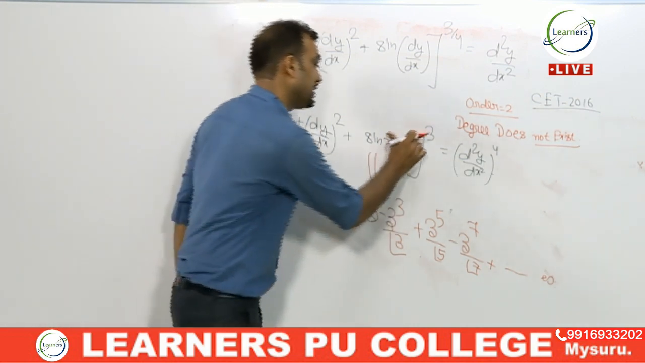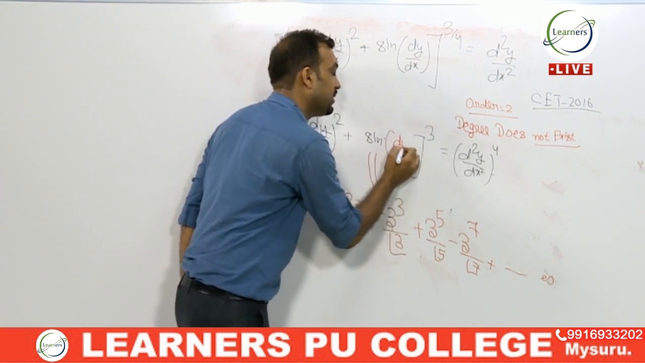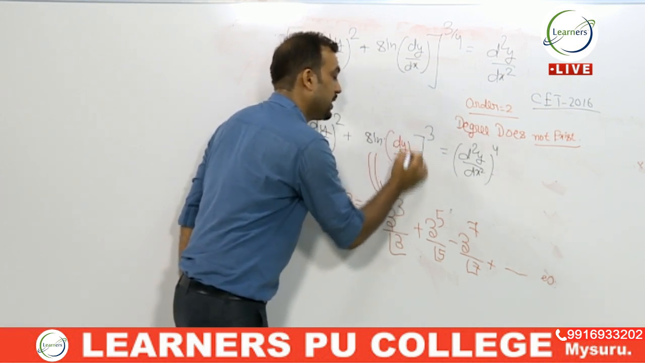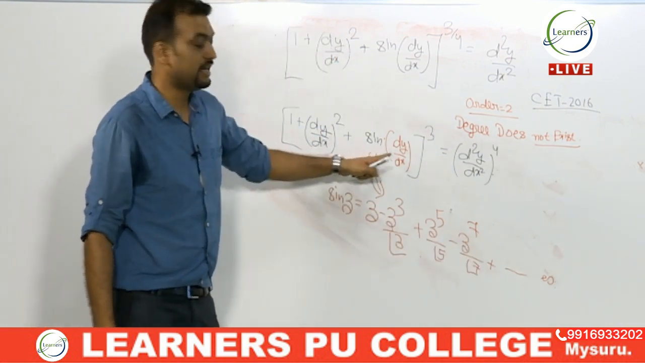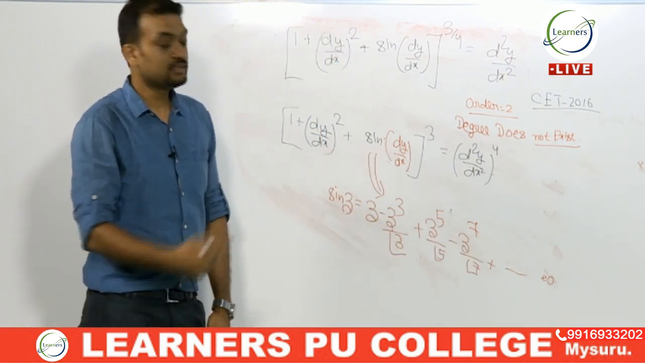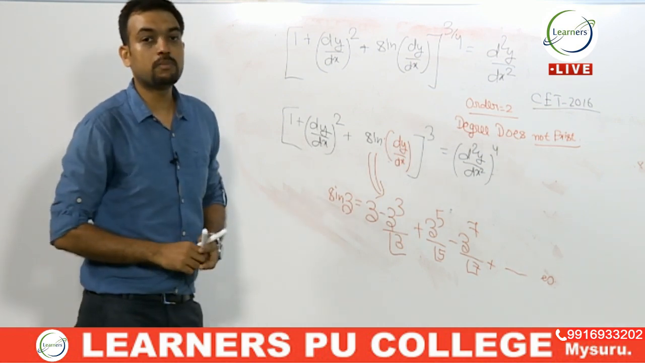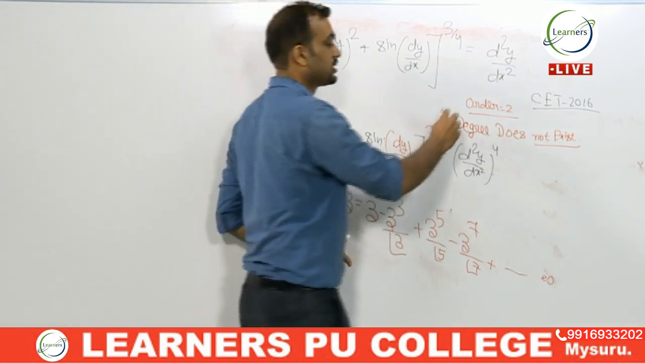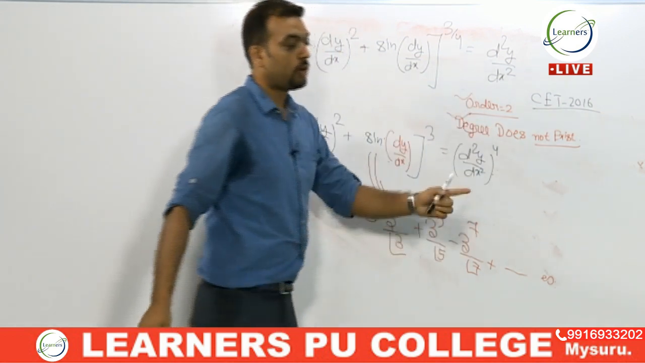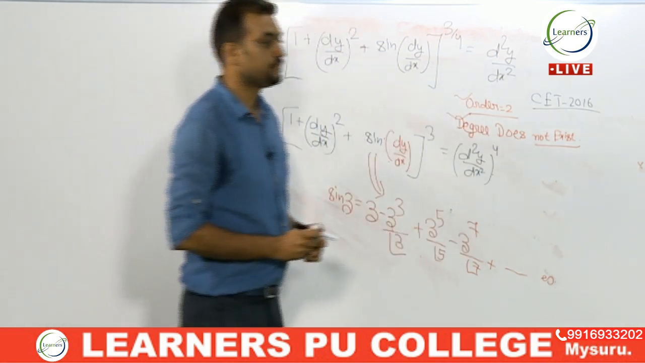But here, in place of x, we have dy by dx. When I expand sin(dy/dx), it continues up to infinity. It has an infinite number of derivative terms. It means the given differential equation is not polynomial in its derivative term. That's why the degree of this differential equation does not exist. So option D is the correct option.